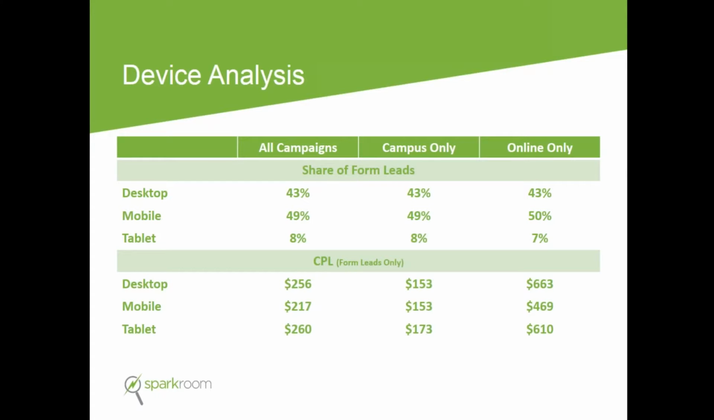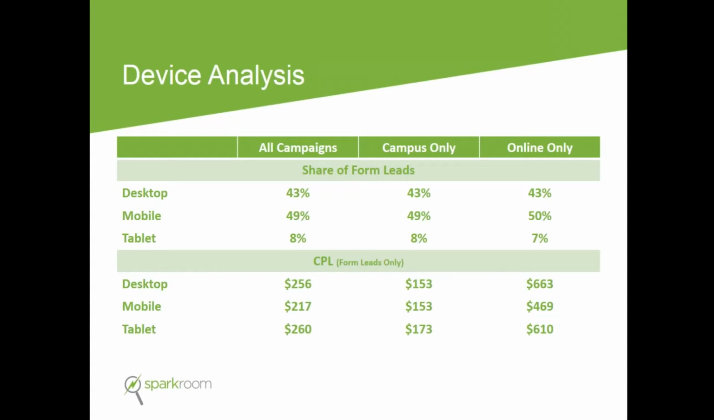This next chart looks at the breakdown of form leads and CPL. So mobile devices represent a slightly larger share of form leads than desktop computers for all categories, all campaigns, campus, and online campaigns. And again, we see that volume from tablets is very minimal here.